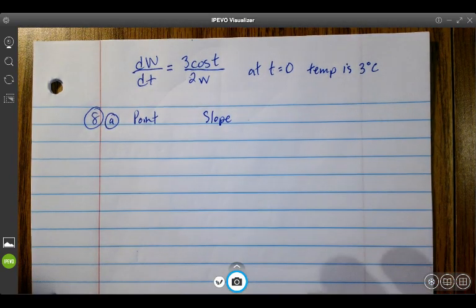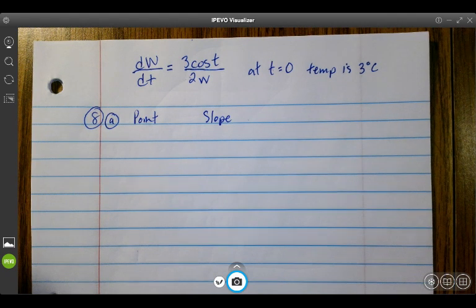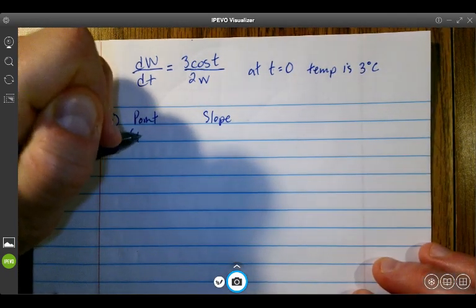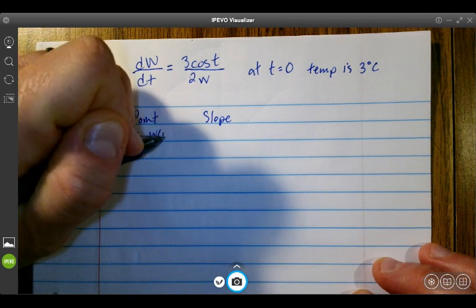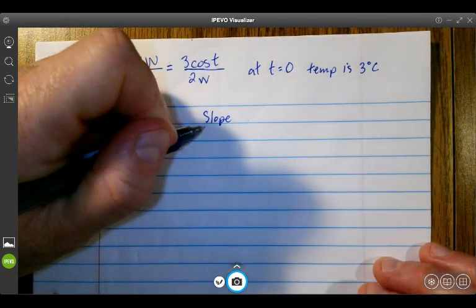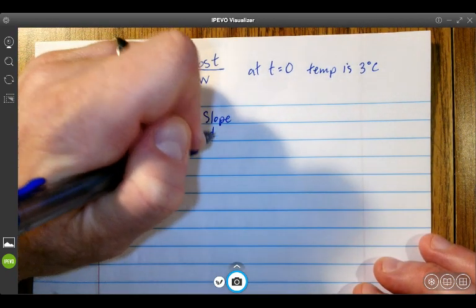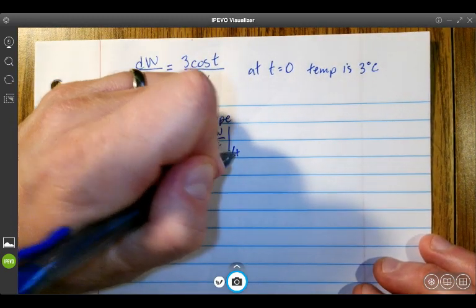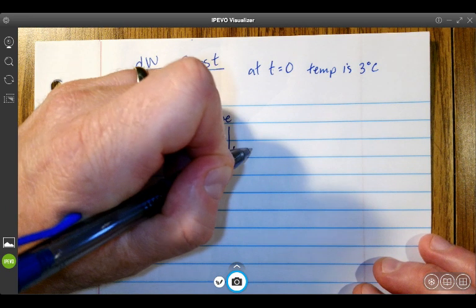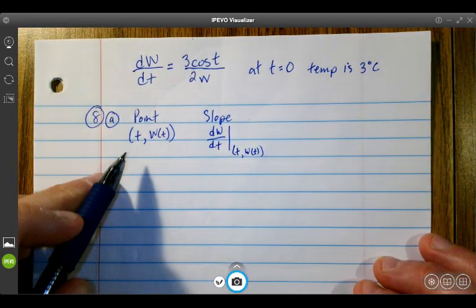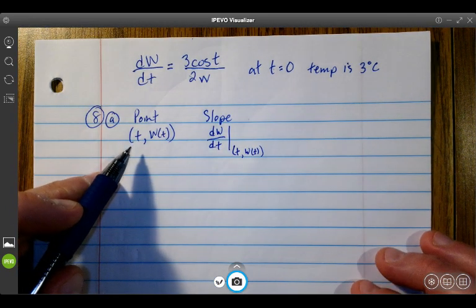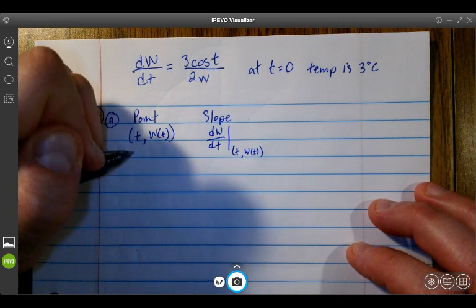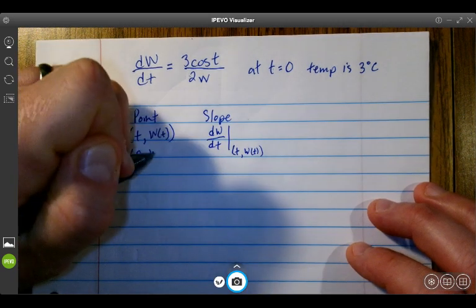All right, so remember, we're writing the equation tangent to the graph of y equals w of t. And so the point is going to be t comma w of t, right? And then the slope is going to be what? Well, it's going to be dw/dt evaluated at that particular point, t comma w of t. All right. And so we are told that we want the point where t equals 0. So we want the point at 0 comma w of 0.